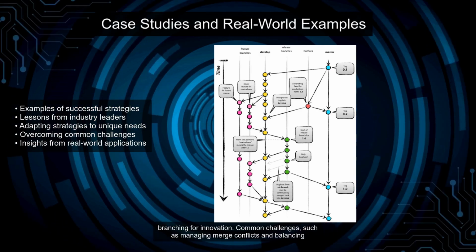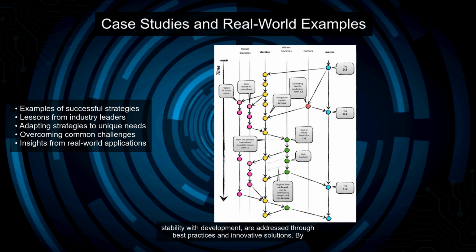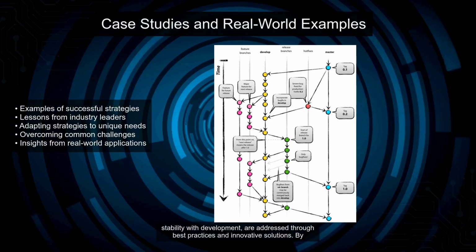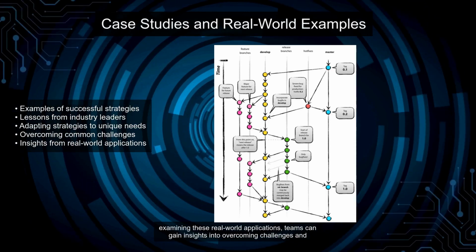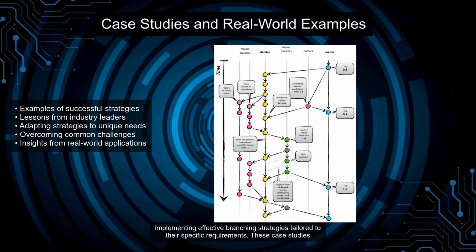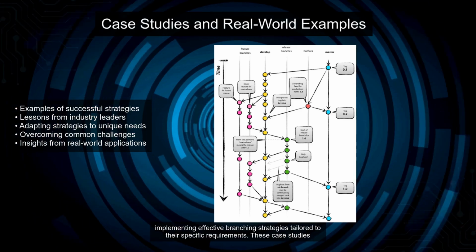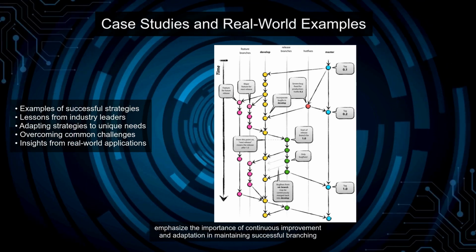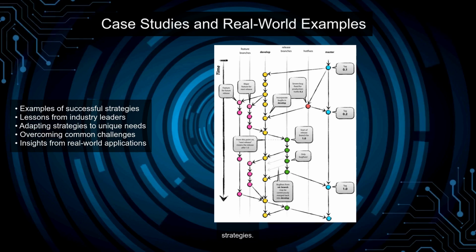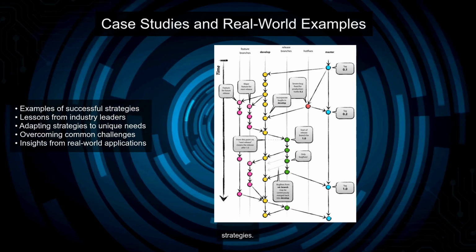Common challenges, such as managing merge conflicts and balancing stability with development, are addressed through best practices and innovative solutions. By examining these real-world applications, teams can gain insights into overcoming challenges and implementing effective branching strategies tailored to their specific requirements. These case studies emphasize the importance of continuous improvement and adaptation in maintaining successful branching strategies.